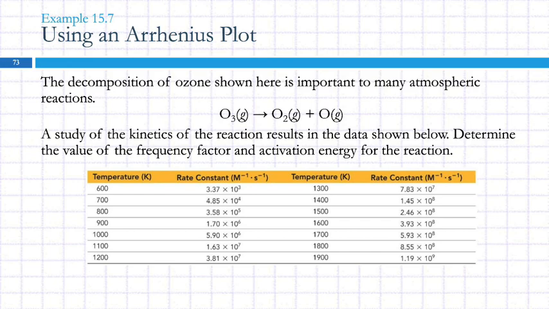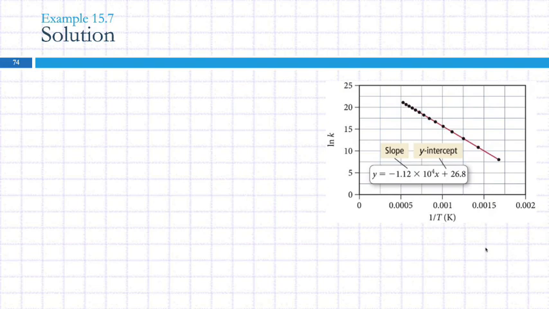This is the chemical equation describing the decomposition of ozone, which is important in many atmospheric reactions. The ozone falls apart into O2 and an oxygen atom. So they studied the kinetics of this reaction, and they found the rate constant at different temperatures. So what we're going to do is we're going to graph the data.